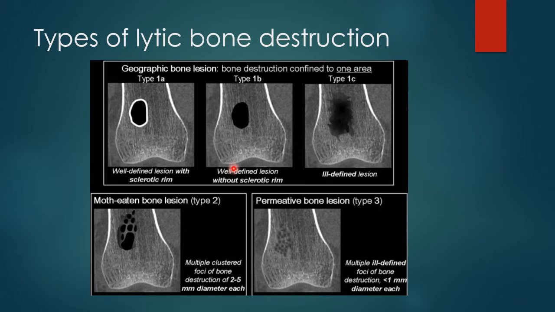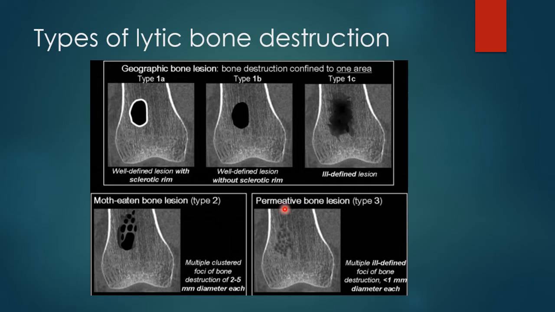So before we proceed on to the radiological findings, I want you guys to understand the types of lytic bone destruction for better understanding of the radiological presentation of non-Hodgkin's lymphoma. There are three types of lytic bony destruction. The first one being geographic bony lesion, the second one being moth-eaten bony lesion, the third one being permeative bony lesion.